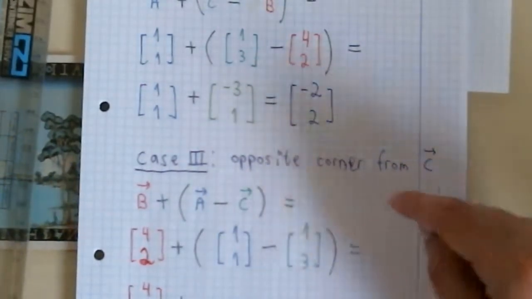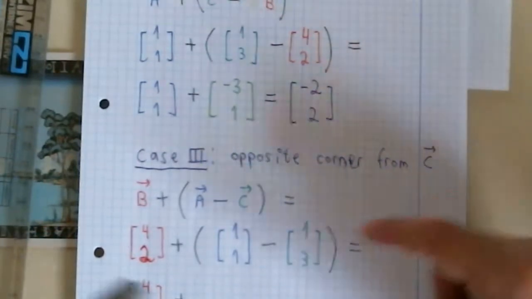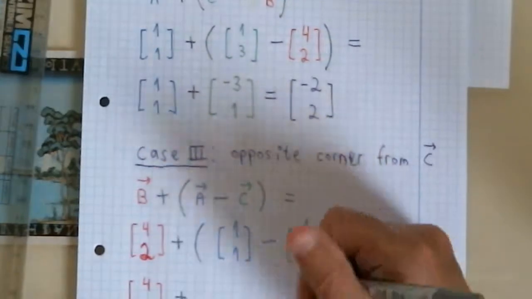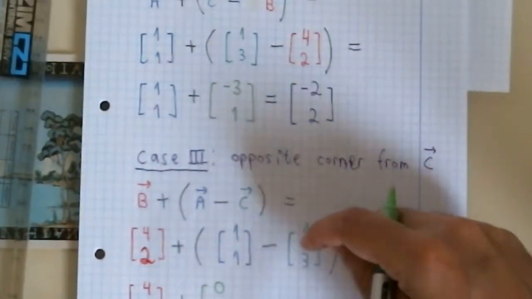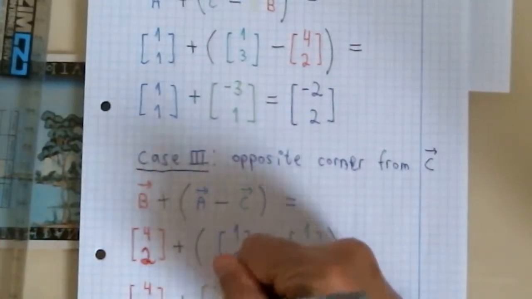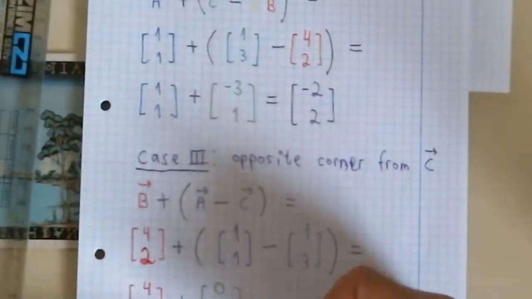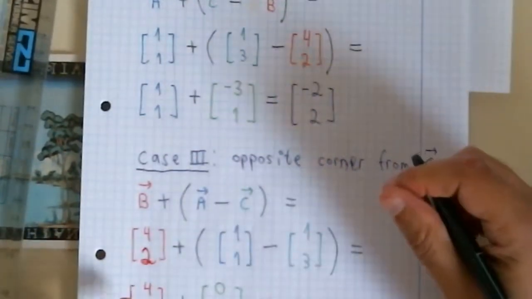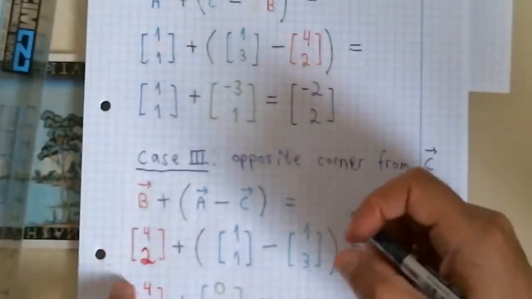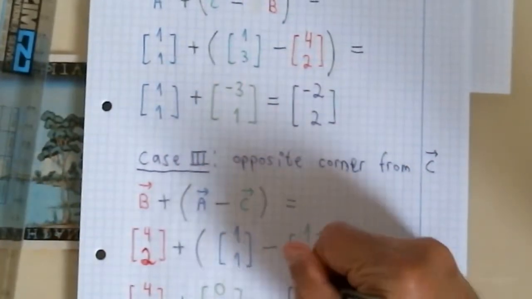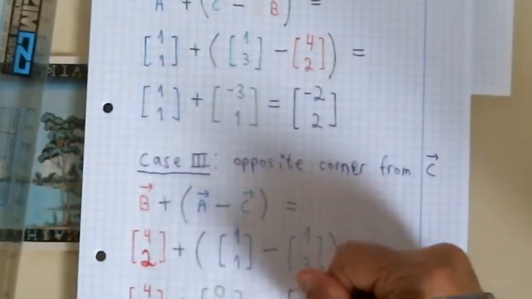1 minus 1, let's make it in light green. Where is it? Here. 1 minus 1 is 0. 1 minus 3, it's minus 2. Okay, how much is the sum of these two vectors? 4 plus 0, let's make it in purple. 4 plus 0 is 4. 2 plus minus 2 is 0.